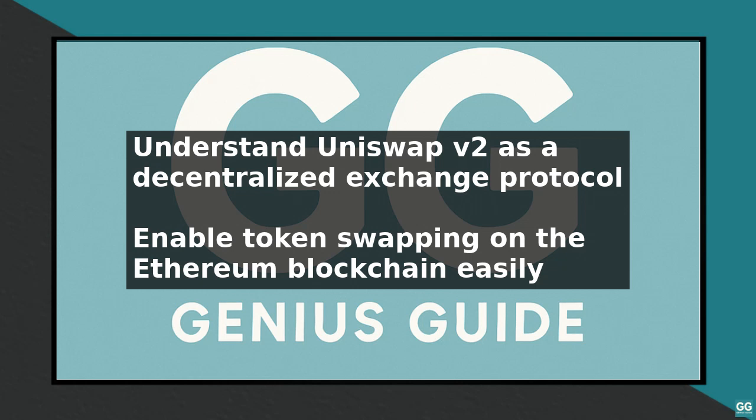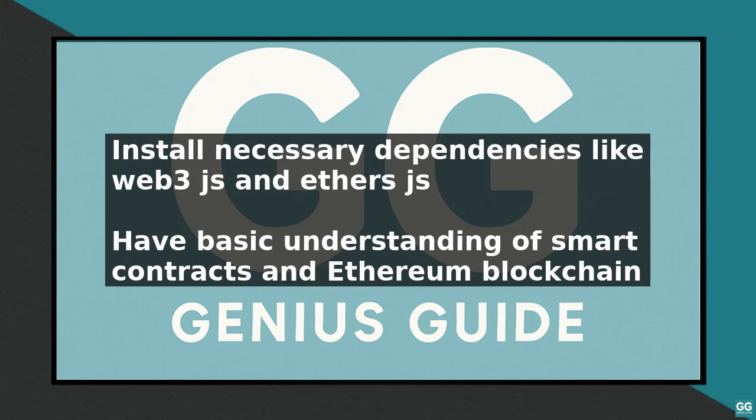Next, you will need to import the Uniswap V2 protocol contracts, which can be found on the Uniswap V2 GitHub repository. You will need to import the factory contract, the router contract, and the pair contract.